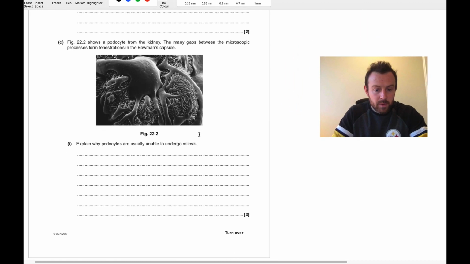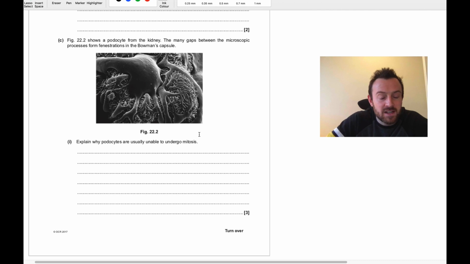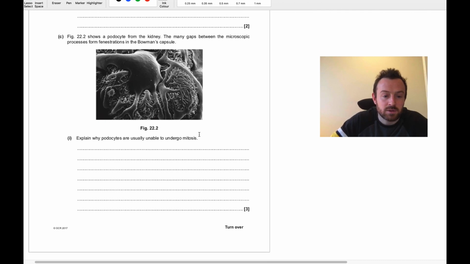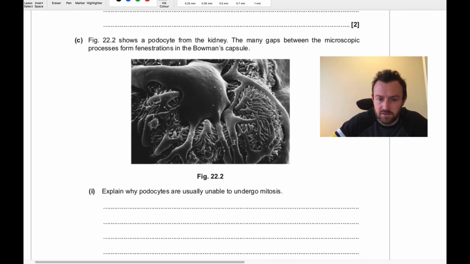Okay, here's a podocyte, nice picture there. Many gaps between the microscopic process form fenestrations in the Bowman's capsule. Okay, so why are podocytes usually unable to undergo mitosis? Now, I don't know if this is in the syllabus, and I'm not sure if I've ever considered it before, but the picture gives a clue.